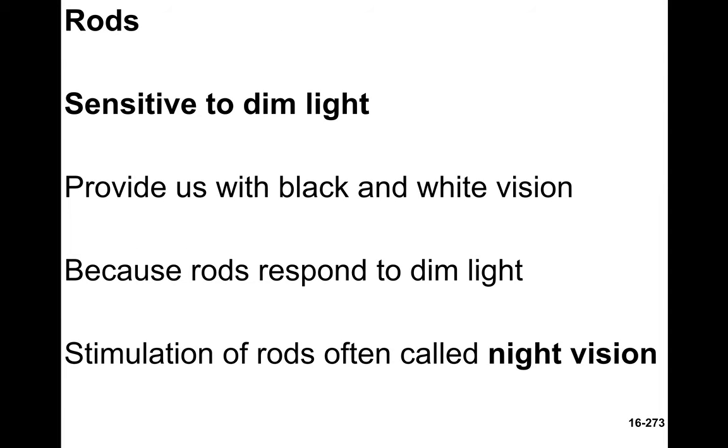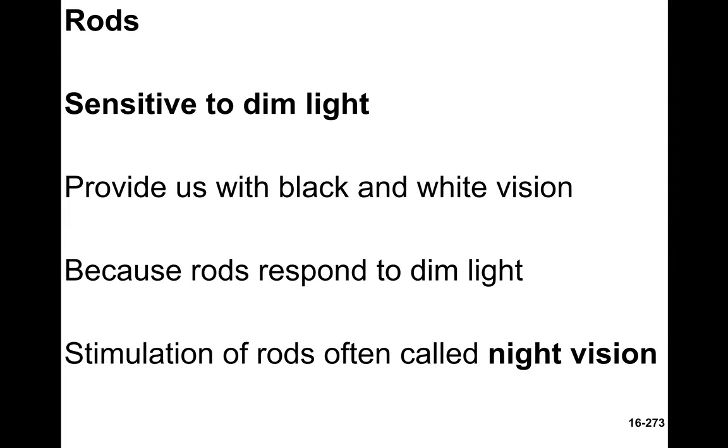We have two kinds of photoreceptors within our eye. There are rods, which respond to dim light and provide us with black and white vision. Because rods respond to dim light, the stimulation of the rods is sometimes called night vision. It doesn't get us a very clear, sharp image.